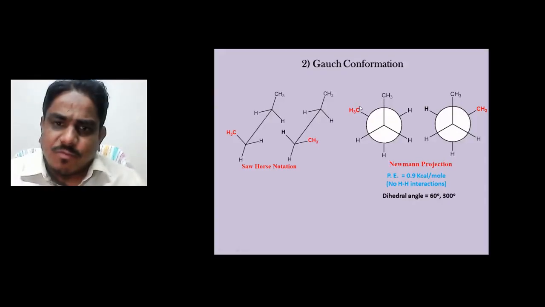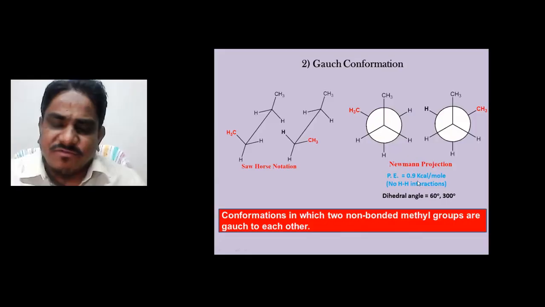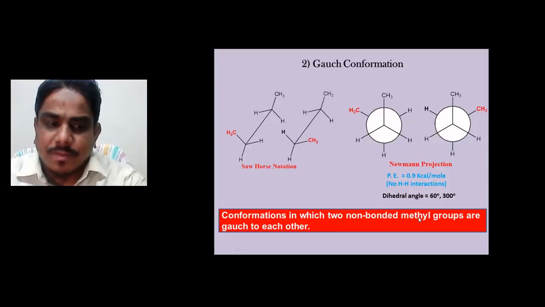When we make one full rotation, this gauche conformation of n-butane is observed at 60° and 300°. We can say this is plus 60° and this is minus 60°. Since all the groups are going away from each other, the energy of the gauche conformation decreases, and this potential energy is 0.9 kilocalorie per mole. So we can define the gauche conformation of n-butane as the conformation in which two non-bonded methyl groups are gauche to each other.